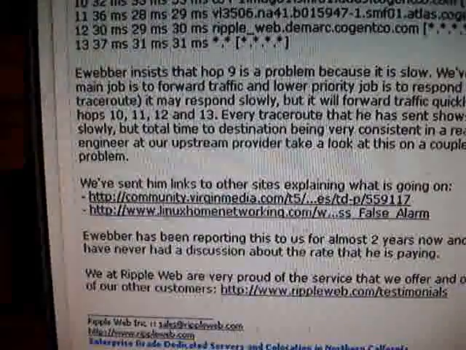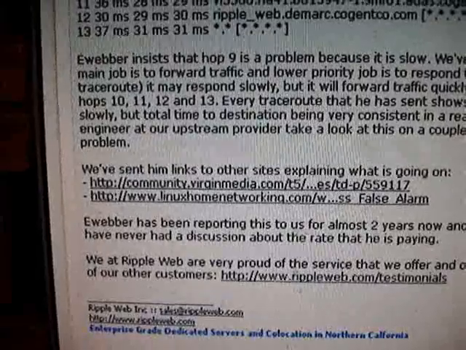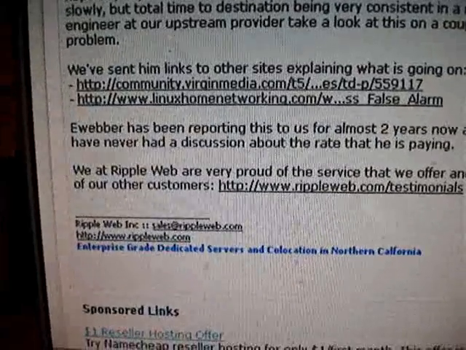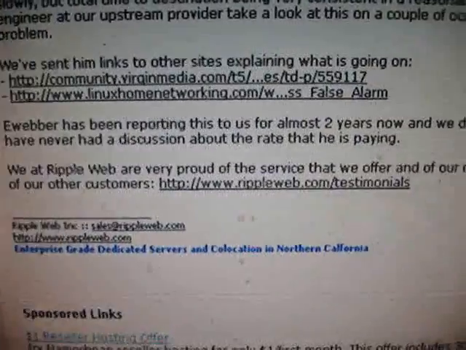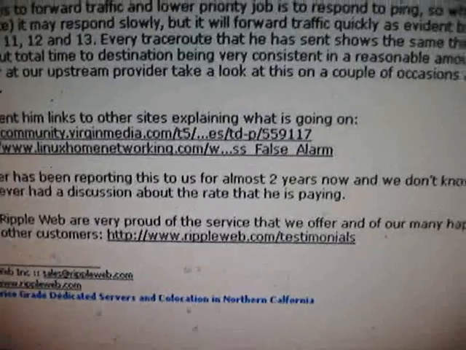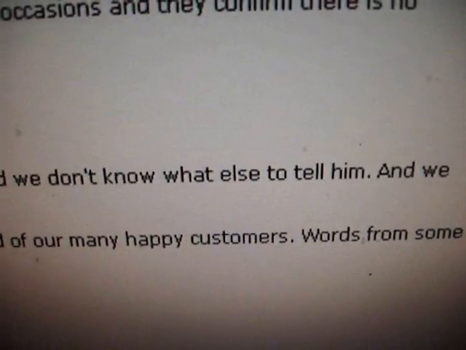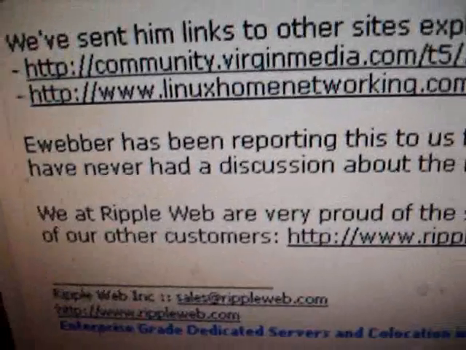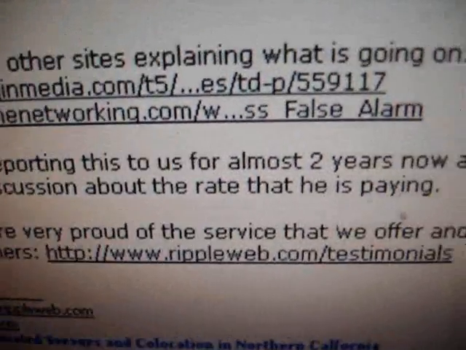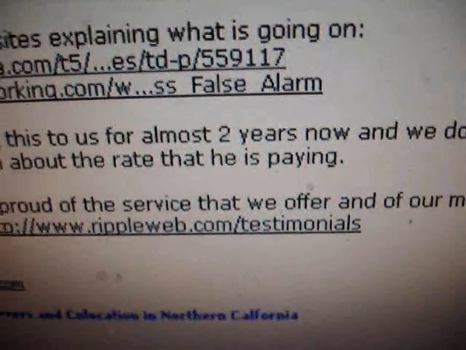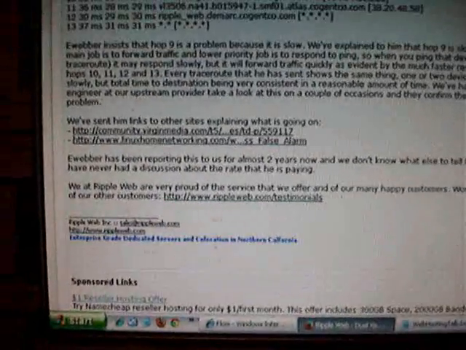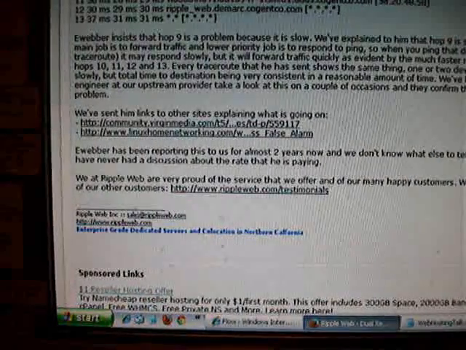And then it says here, he has been reporting this to us for almost 2 years, and we don't know what to tell him, and we have never had a discussion about the rate that he is paying. Well, why would you want to have a discussion about that when you're taking it to the bank and collecting it, right?